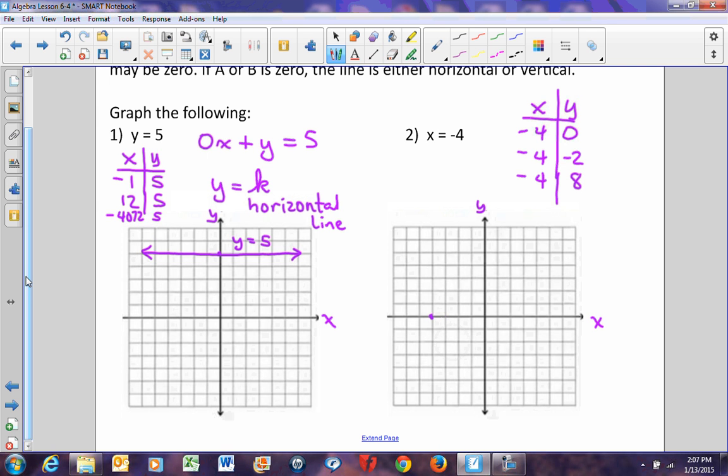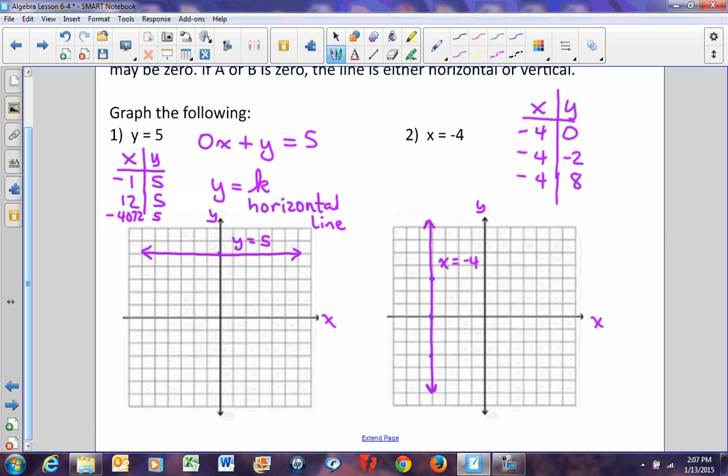Okay, no matter what value y is, x is -4. So here if y is 3, x is -4. If y is -2, x is -4. So this would be a vertical line. X equals -4.